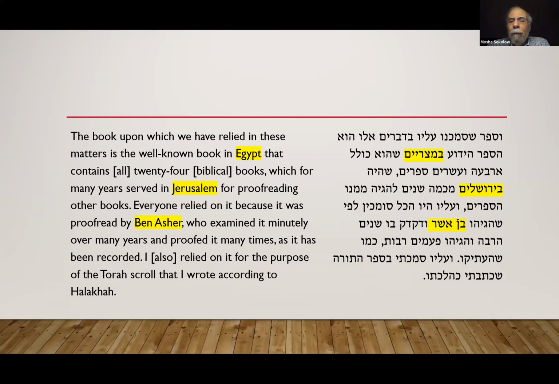What made it authoritative? Lefi shehigiha Ben Asher v'dikdek bo shanim harbe v'higiho pa'amim rabot. Because it was examined minutely over many years and proofread many times by somebody called Ben Asher. And Maimonides concludes by writing, Alav, it was on this scroll, the one that was previously in Jerusalem and subsequently still well known in Egypt, this scroll that was produced by this master Masorete named Ben Asher, that is the scroll that Maimonides himself relied upon, B'Sefer HaTorah shekatavti kihilchato. When Maimonides himself sat down to write a proper Torah scroll, he followed the instructions of the Ben Asher text.